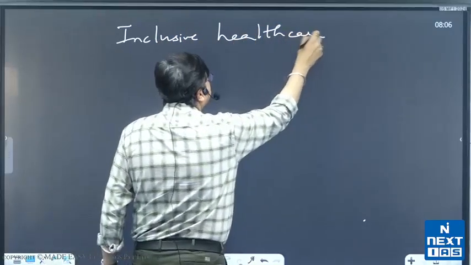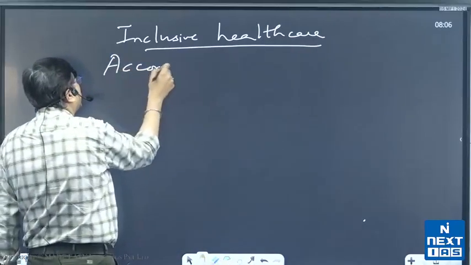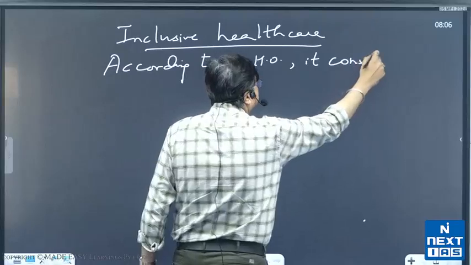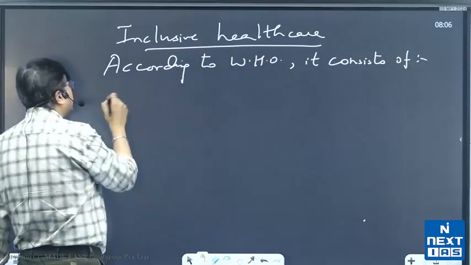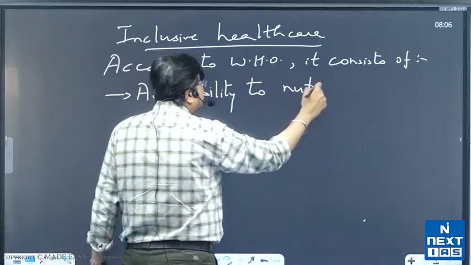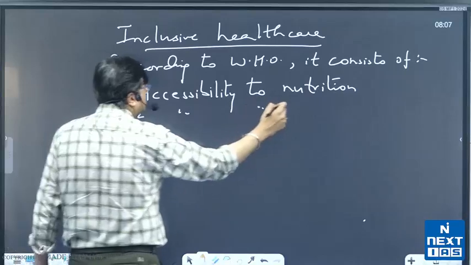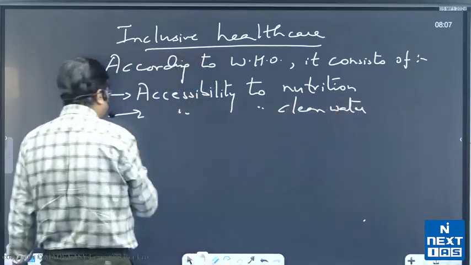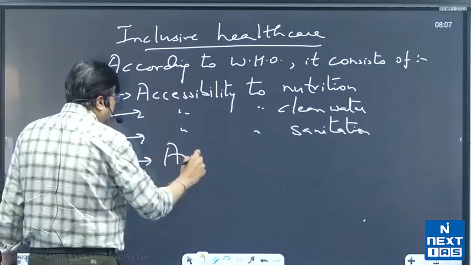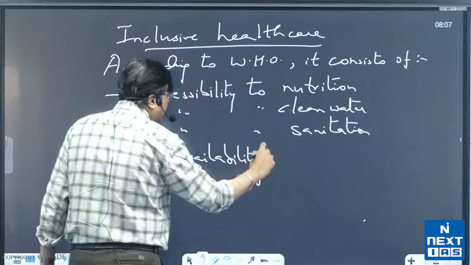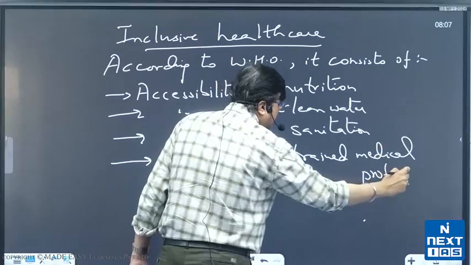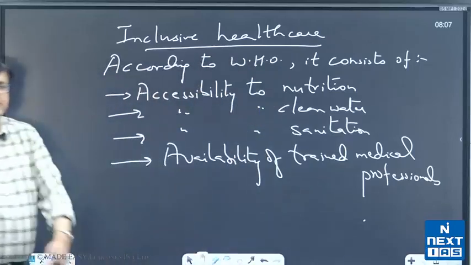Inclusive healthcare, according to WHO, consists of accessibility to nutrition, accessibility to clean water, accessibility to sanitation, and availability of trained medical professionals.